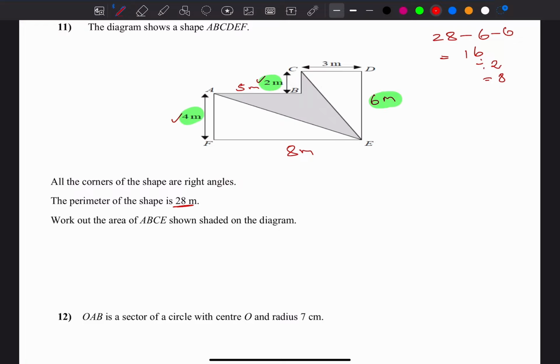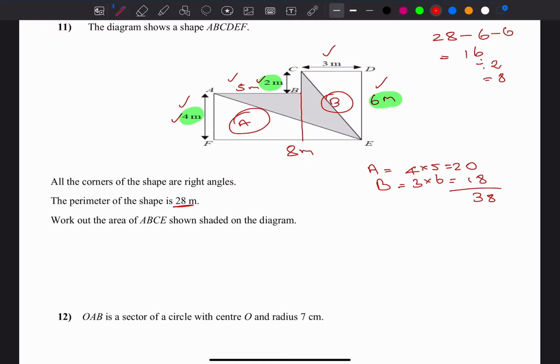Okay. So ABCE. In order to work out the area of that one, I will do the area of the L shape. What is the area of the L shape? You can cut the L shape into, let's say, these pieces like here. This is A piece, this is B piece. Area of A, you could tell it's 4 times 5, 20. Area of B piece is 3 times 6, 18. So the total area was 38 meters squared.